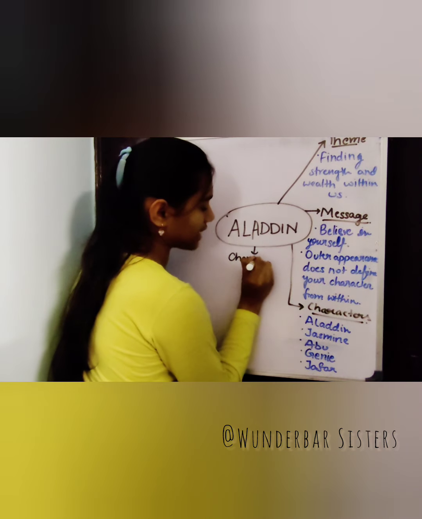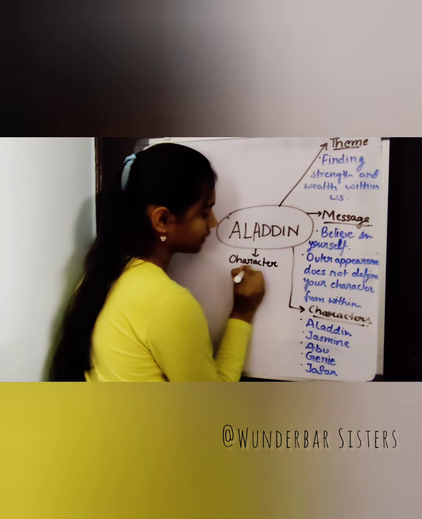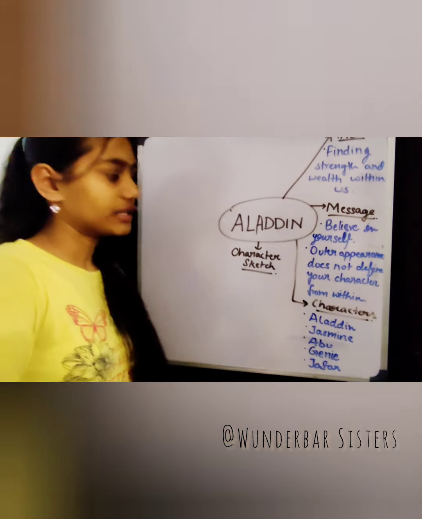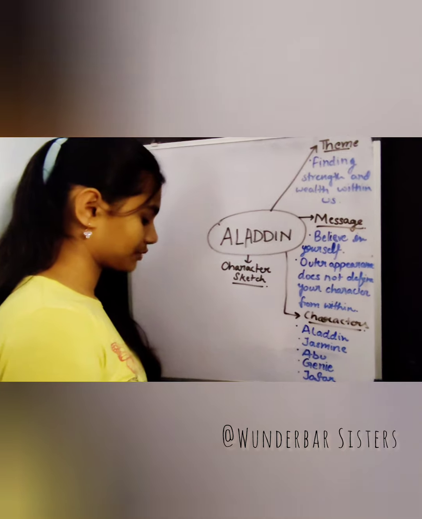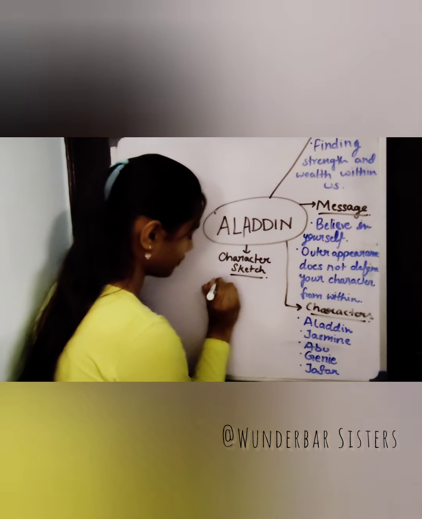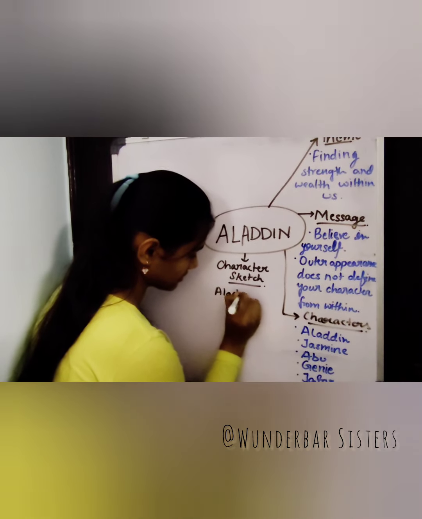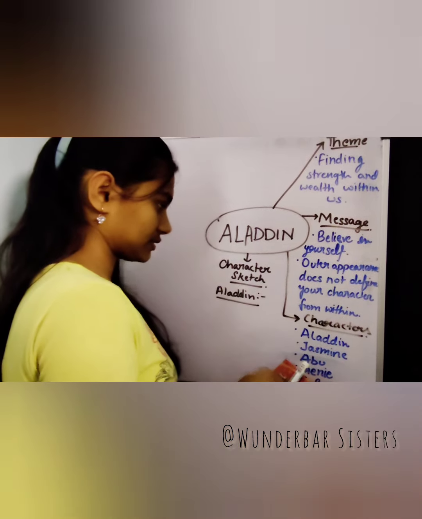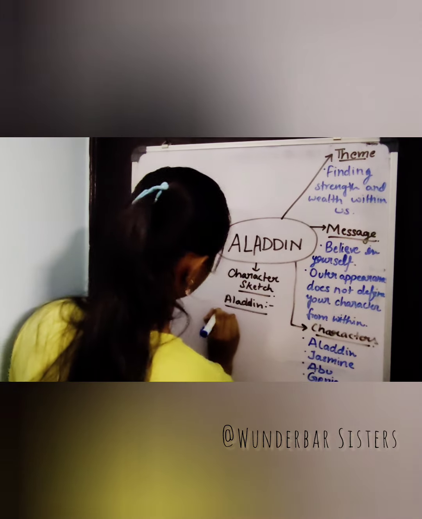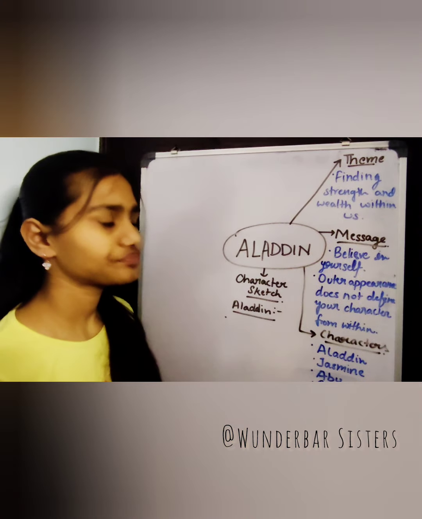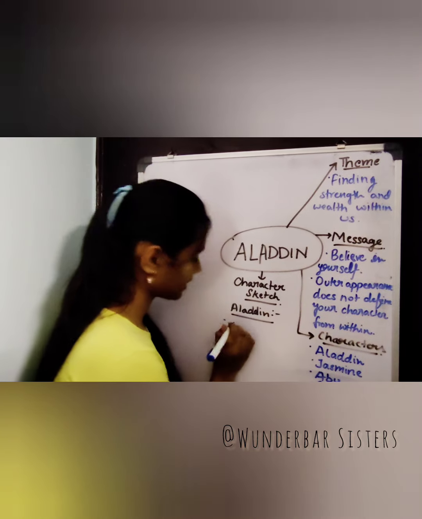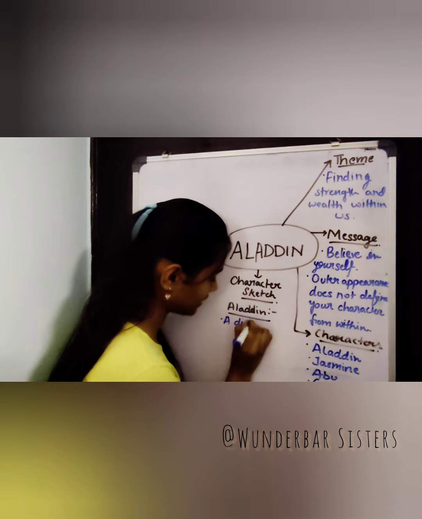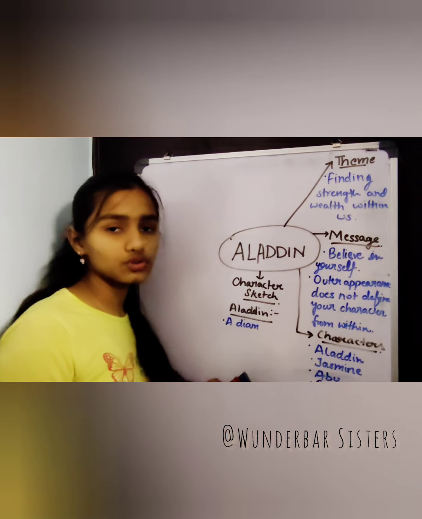Now a character sketch is basically describing the appearance, the values and the morals that the character teaches us. So first I'm going to write about Aladdin, our main protagonist. Some of his character sketch, his values, could be that we can mention he was a diamond in the rough, which actually means that he was true to who he was.